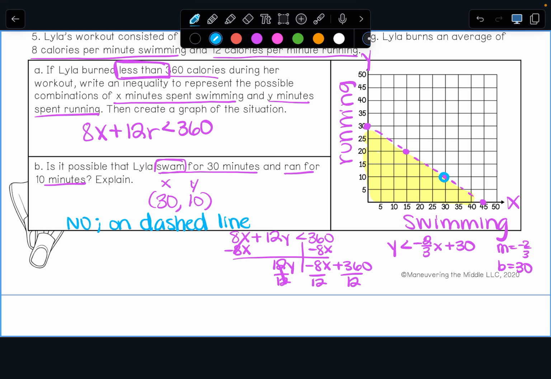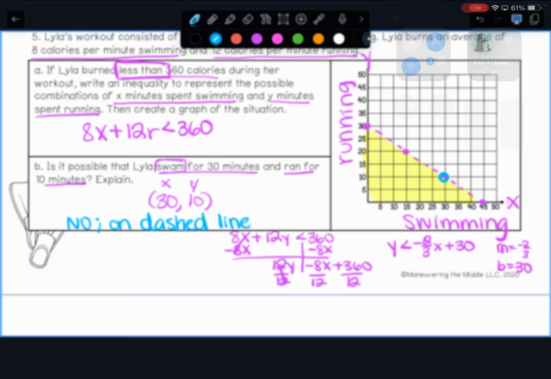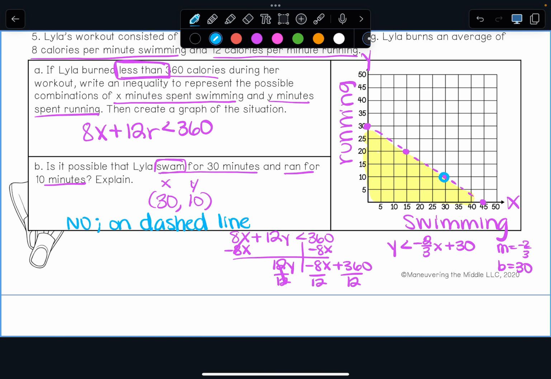Did you say you're confused on that? No. Are you sure? I can explain it again. So swimming represents X, running represents Y. That's why it's 30 for your X point, 10 for your Y point. And 30, 10 is graphed right here. It lands on a dashed line.